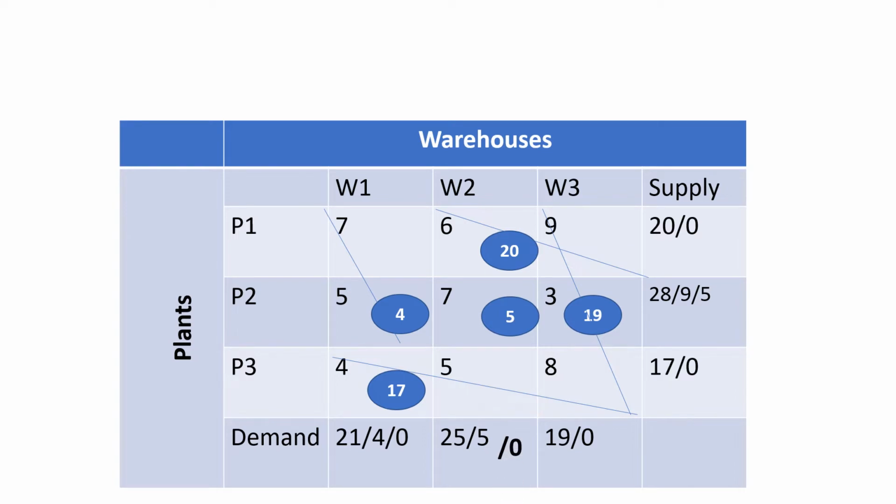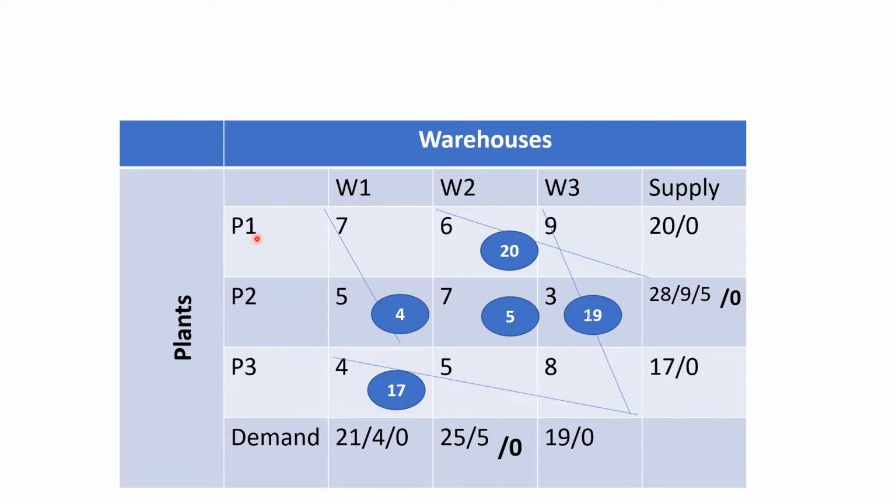5 gets reduced to 0, and finally the supply of 5 also gets reduced to 0. So at the end we have to ensure that all my supply gets reduced to 0 and all my demand gets reduced to 0. So here, what is the total transportation cost? It will be 20 into 6 plus 5 into 4 plus 7 into 5 plus 3 into 19 plus 4 into 17. Right?